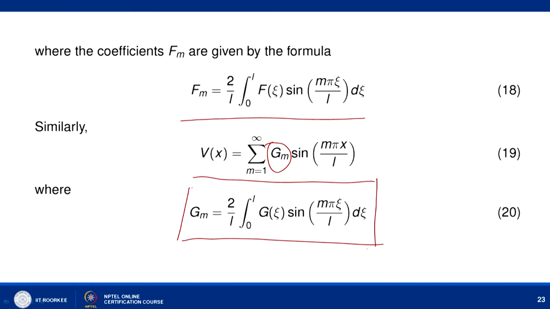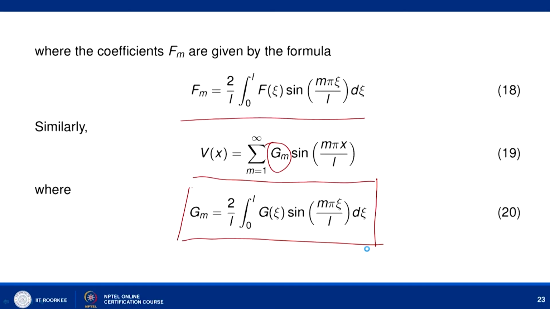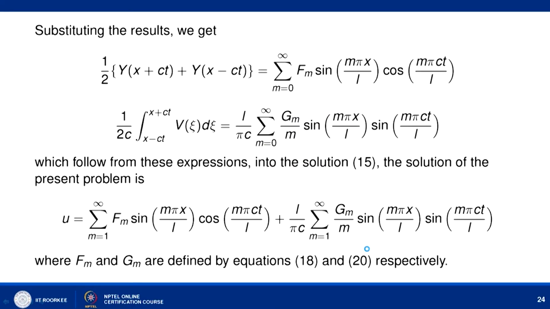If you look at both y and v, they are similar to each other; in fact it is kind of symmetric. So, once we have the expressions for y and v, we can substitute in our relation. Here our solution, 1 by 2 of y of x plus ct plus y of x minus ct, you can write as sum over m of f m sin(m pi x by L) into cos(m pi ct by L). Similarly, you can obtain 1 upon 2c integral from x minus ct to x plus ct of v of xi d xi equals L by pi c sum over m of g m by m sin(m pi x by L) sin(m pi ct by L).